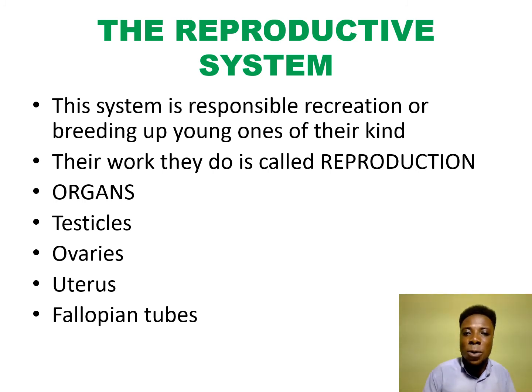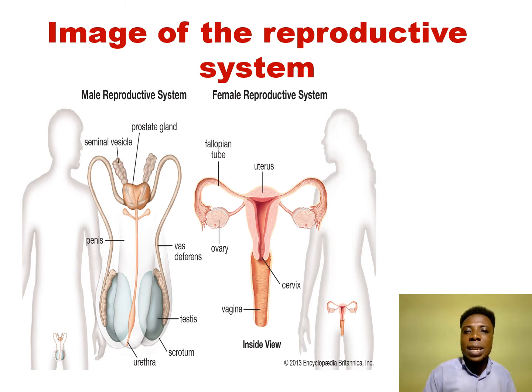Which organs are responsible for the reproductive system or reproduction? The testicles, the ovaries, the uterus, the fallopian tube, they are all organs that help in reproduction, giving birth to young ones. The testicles, the ovaries, uterus, fallopian tube, just to name a few. Now here you are with the image of the reproductive system. On your left is the image of the male reproductive system that helps to bring new creatures or give birth. And on your right-hand side is the image of the female reproductive system that helps to bring out new creatures or helps to give birth.